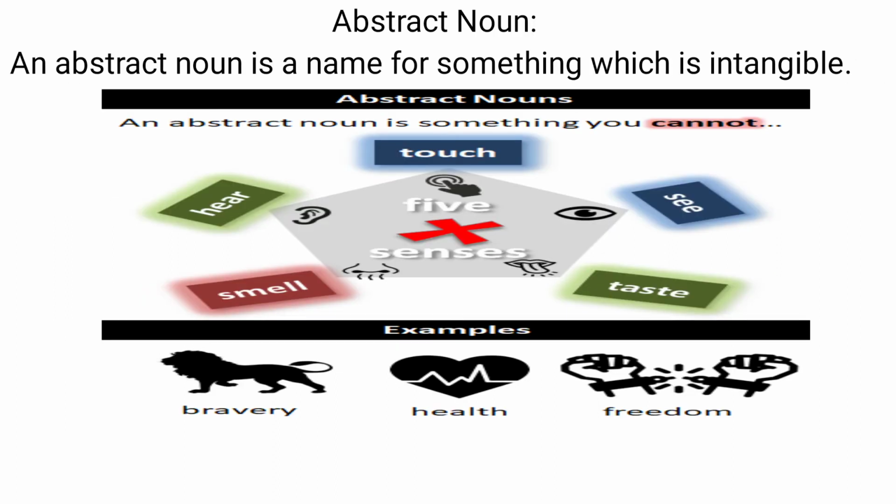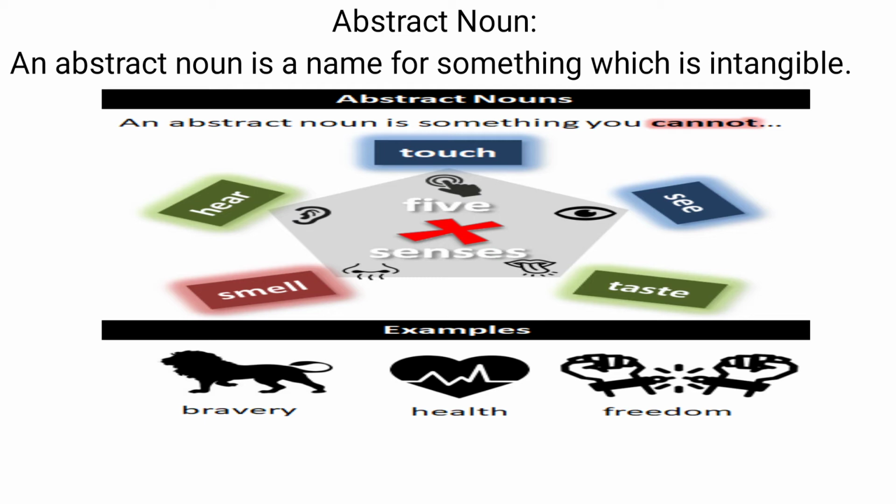And let's move to abstract noun. An abstract noun is usually the name of a quality, action, or state considered apart from the object to which it belongs. It means an abstract noun is the name for something which is intangible, जो दिखाई नहीं दे रही, जो महसूस ही कर सकते हैं, टच नहीं कर सकते. An abstract noun is something you cannot touch, means it cannot be realized through the five senses.